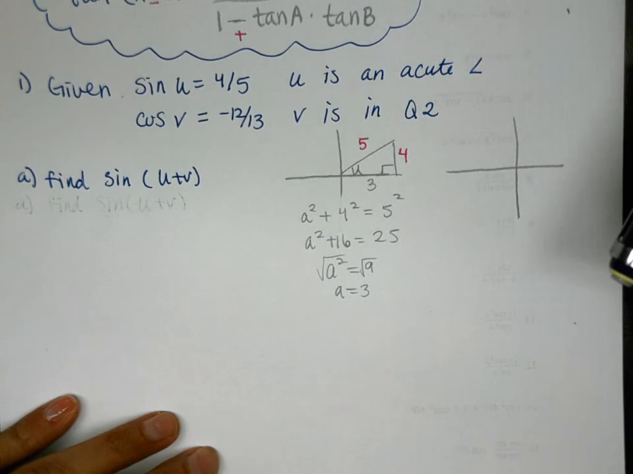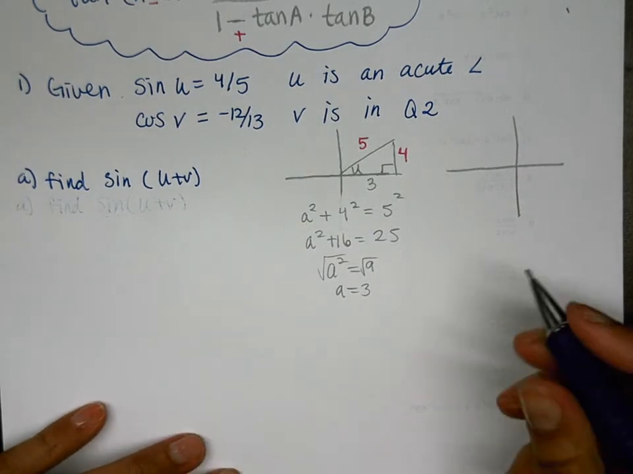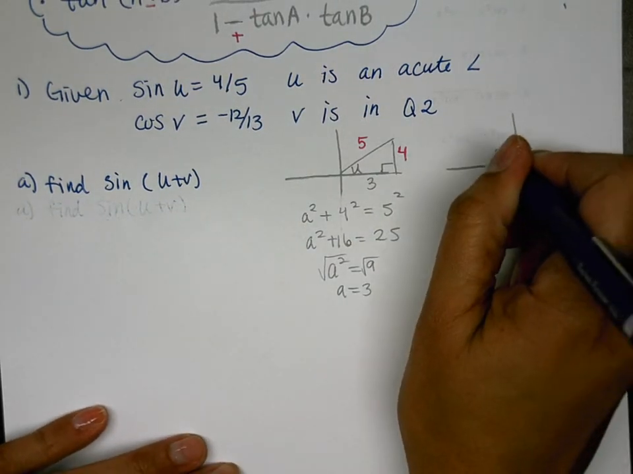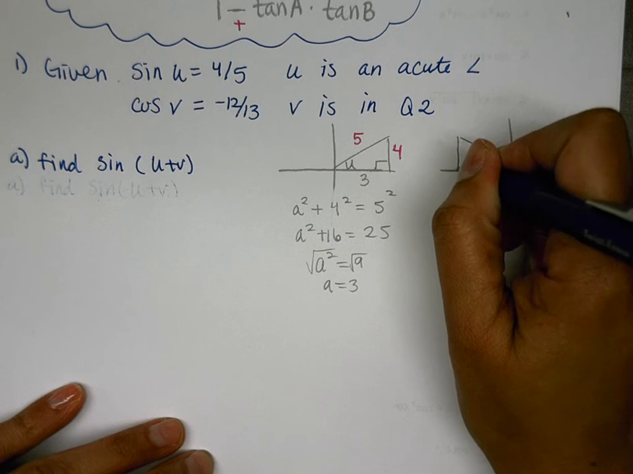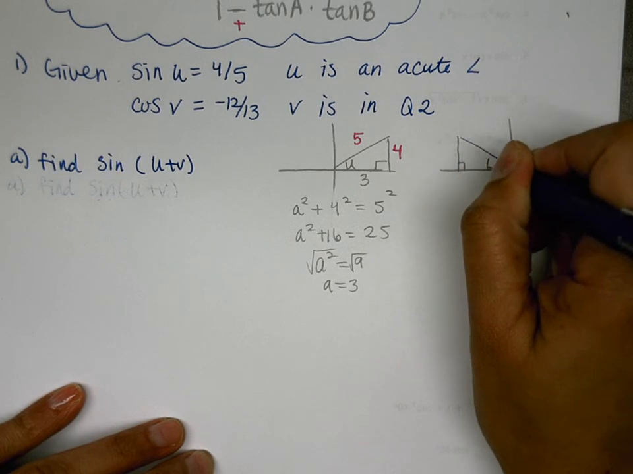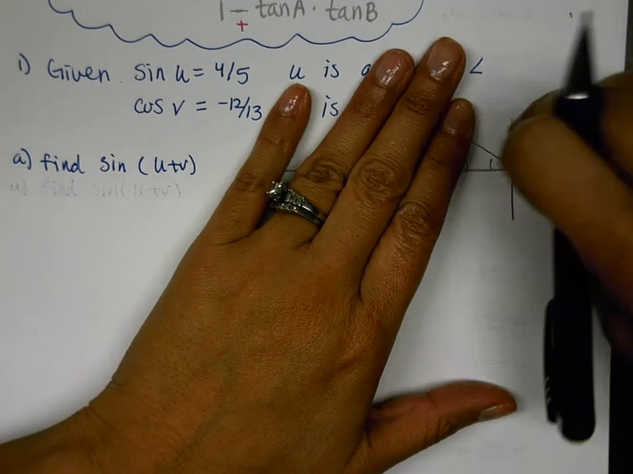Now, for the next one, it's telling us to draw it in quadrant 2. And this is V, angle V.